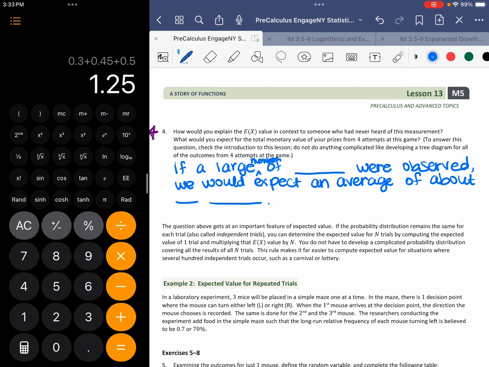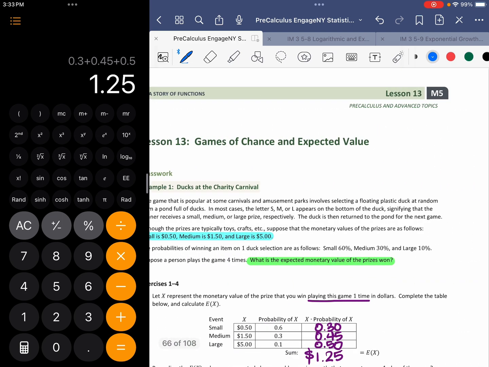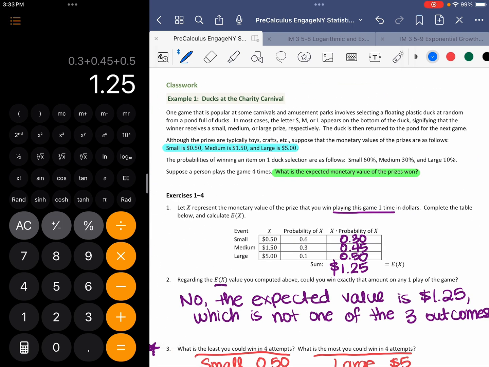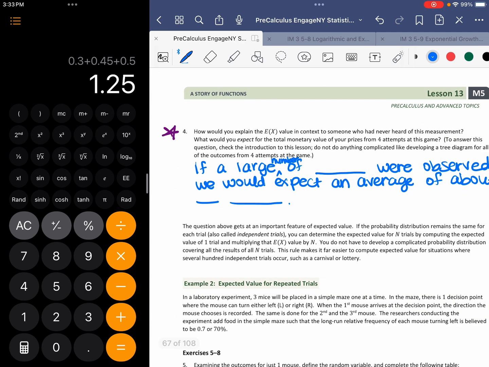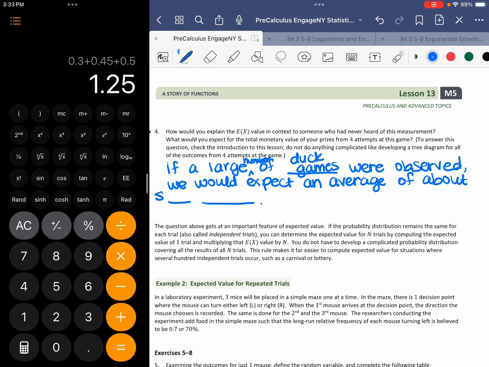If a large number of, maybe we're looking at this carnival game, right? We're looking at the carnival game, the duck game. So if we were looking at a large number of duck games, we would expect an average of about $1.25 per game, something like this. That could be a way to explain the expected value in context.